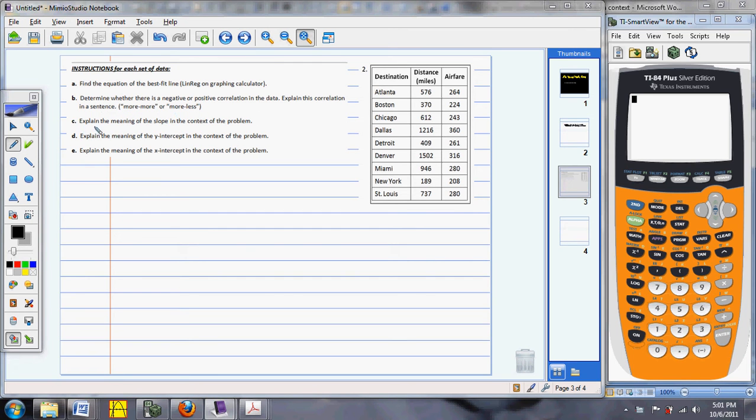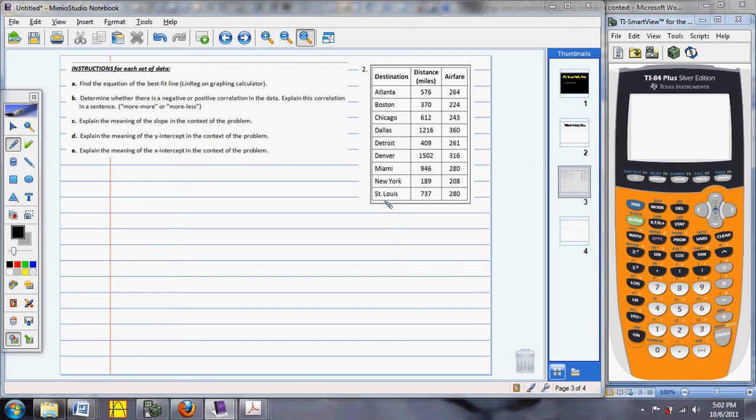The next thing will be to explain the meaning of the slope in the context of the problem. We'll be finding the slope when we find the equation of the line. We'll also be finding the y-intercept when we find the equation of the line, and we need to determine the meaning in context. We're also going to find the x-intercept. That's not in the equation directly. We'll have to calculate it, but when we do, we're going to explain the meaning of it in the context of the problem.